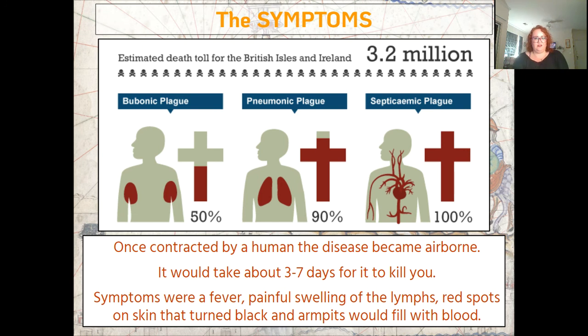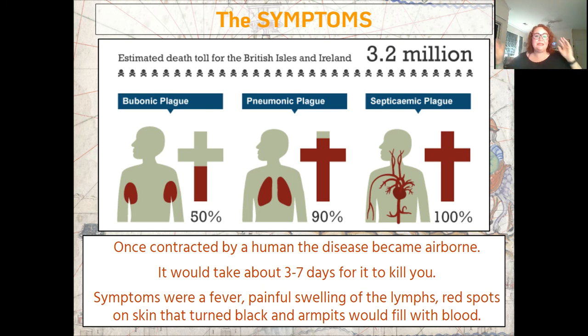So you have the bubonic plague, which killed about 50% of the people who contracted it. You had the pneumonic plague, which killed about 90% of the people who had it. And then you have what's called septicemic plague, which attacks your heart and your vascular system, and that pretty much killed 100% of the people that got it.